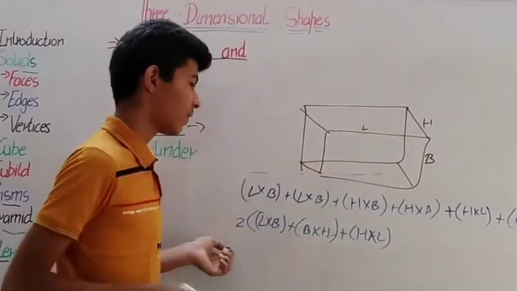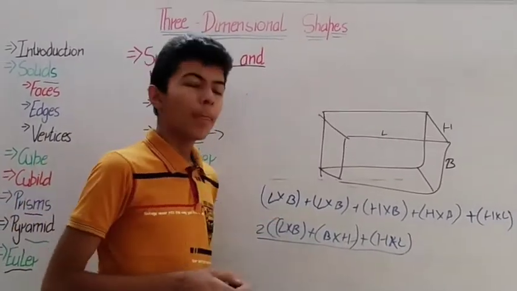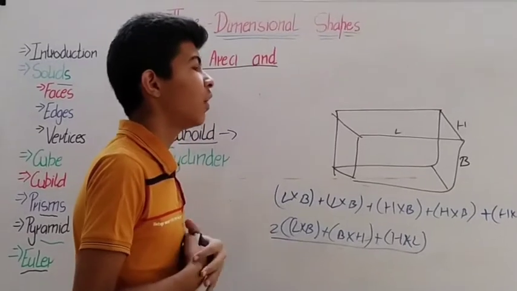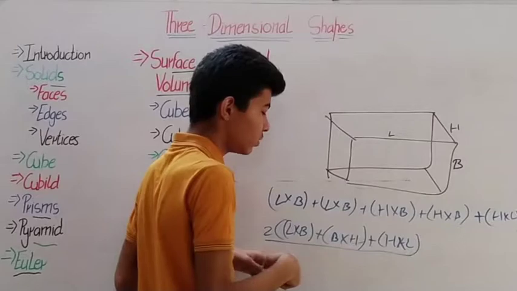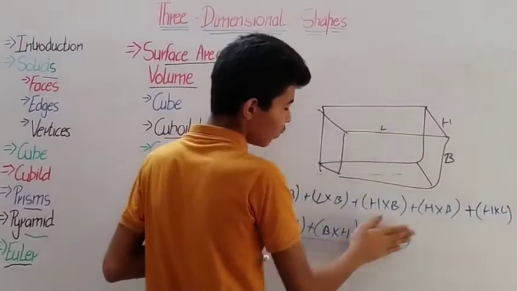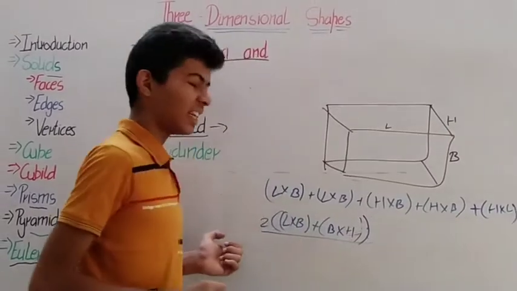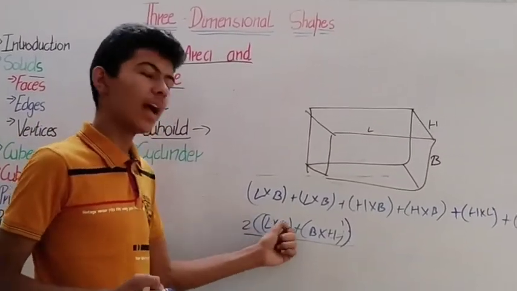So this is the total surface area of the cuboid. Now if it is asked for the lateral surface area, that means we have to not include the L into H for both sides, so we can remove L into H, and this is the total lateral surface area of the cuboid, that is 2 L into B plus B into H.